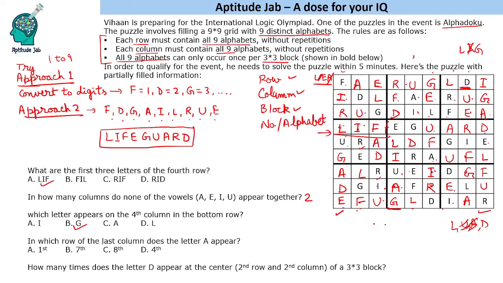In which row of the last column does the letter A appear? So last column, it is in the third row. So the answer should be third, which is not present among the options. So please pardon for that. How many times does the letter D appear at the center, second row and second column of a 3 by 3 block? So D appears in the center here and in the center here. So it appears two times. So this was the solution to the set and the answers to the questions.